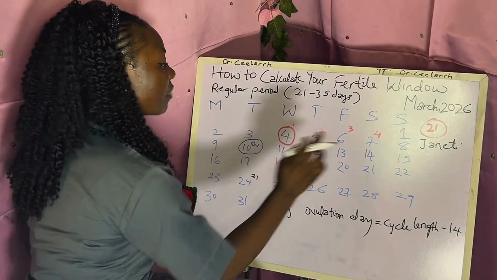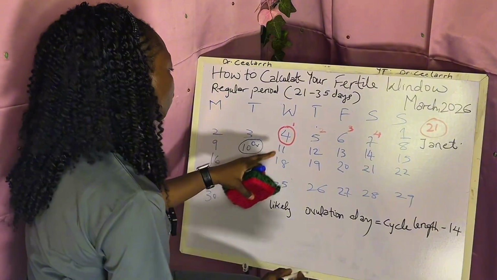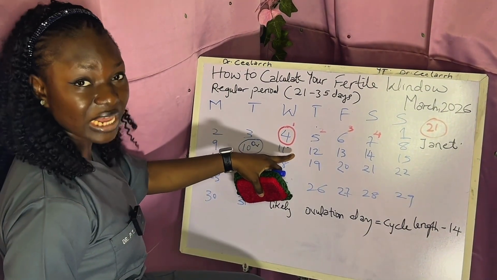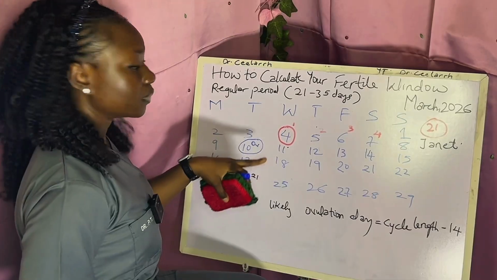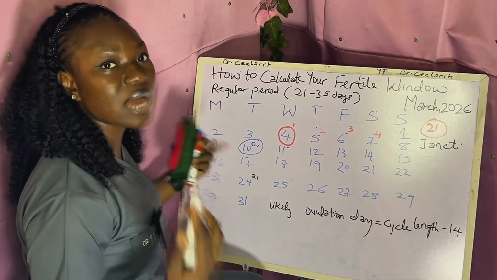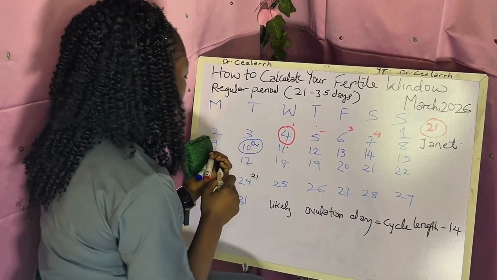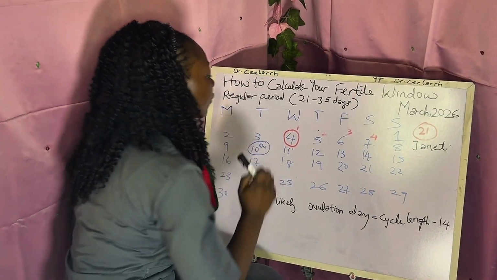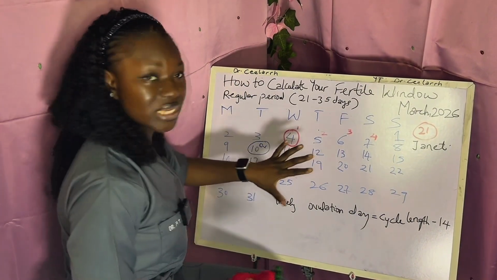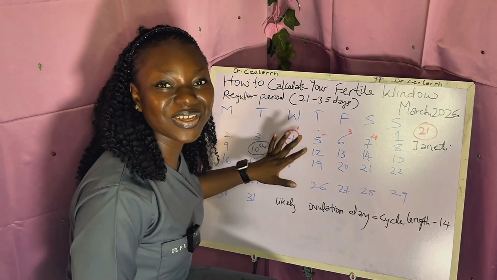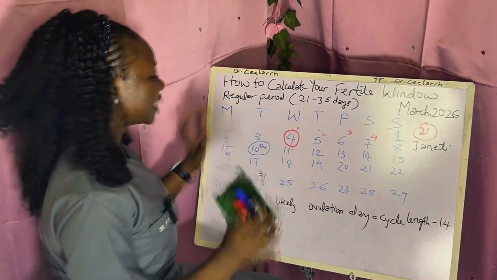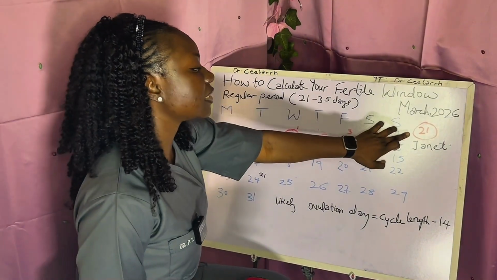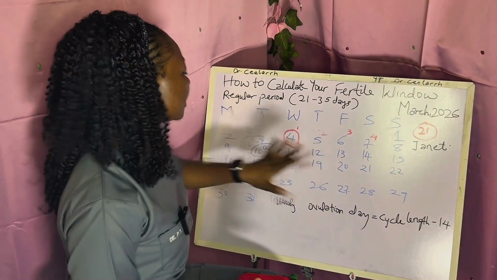From the 5th of March, that's from the second day of her cycle, to the 8th day of her cycle, which is the 11th of March 2026. So now let's count and see how many days do we have. We have 1, 2, 3, 4, 5, 6, 7. So her fertile window here is what? 7 days. That is the fertile window for Janet in March, because she has a regular 21-day cycle.